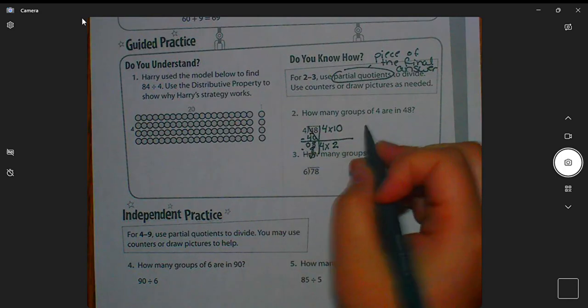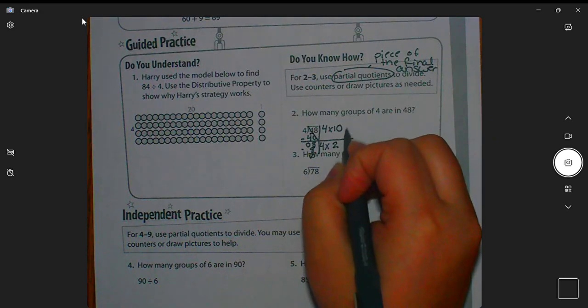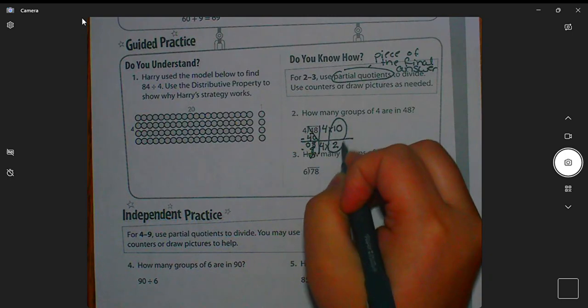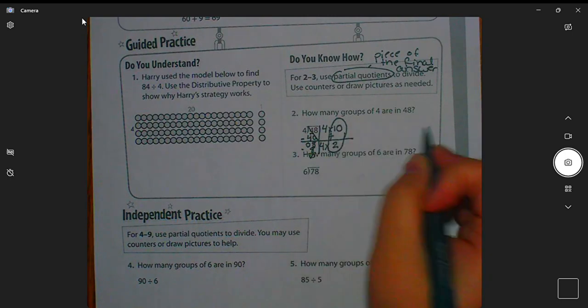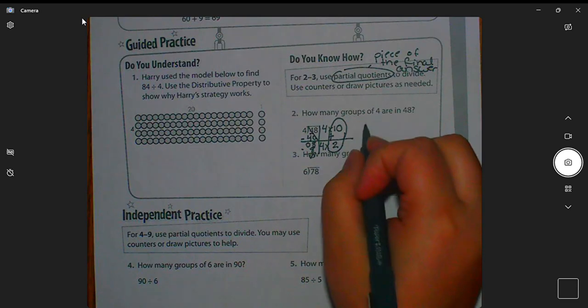I'm not done. These pieces beside right here are called partial quotients. I have to circle them so I know what I'm using. I'm going to add them up. 10 plus 2 gives me, right, 12.